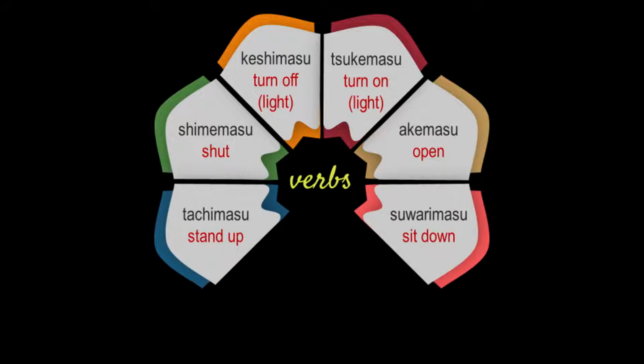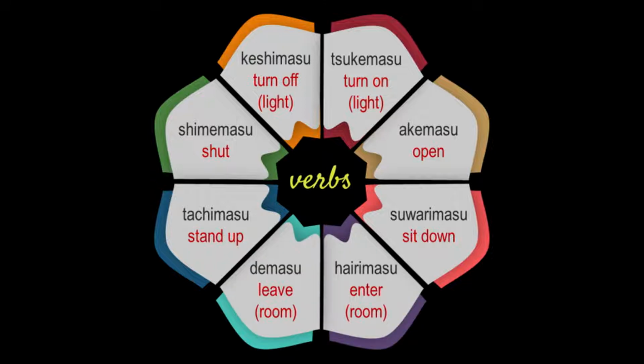Say for example on a chair. Its te form is suwatte, and by adding kudasai to it, we will get suwatte kudasai, which means please sit down. Next is tachimasu, which means to stand up. Its te form is tatte, and by adding kudasai to it, we will get tatte kudasai, which means please stand up. Next is hairimasu, which means to enter.